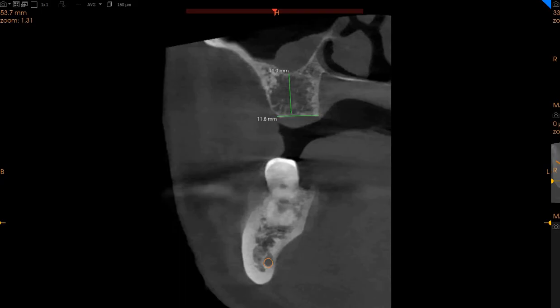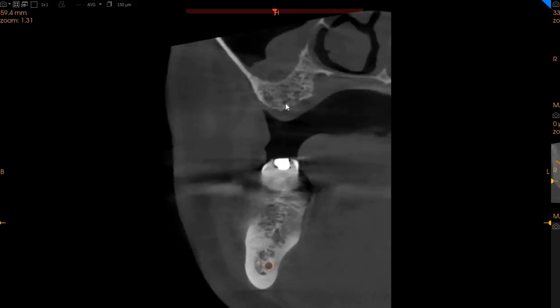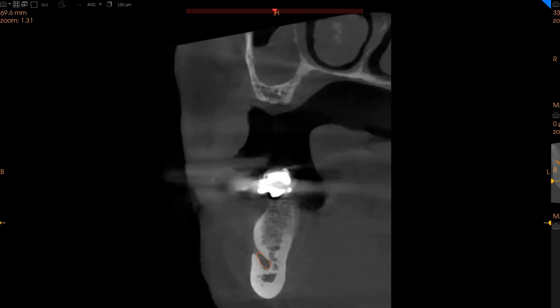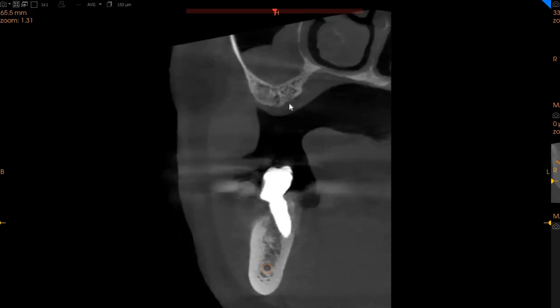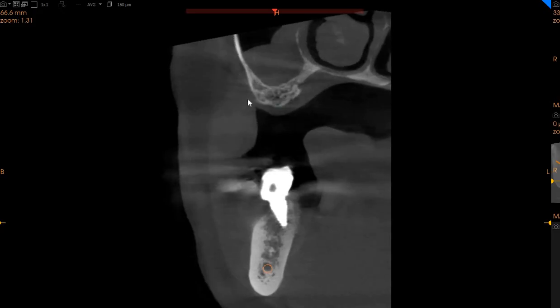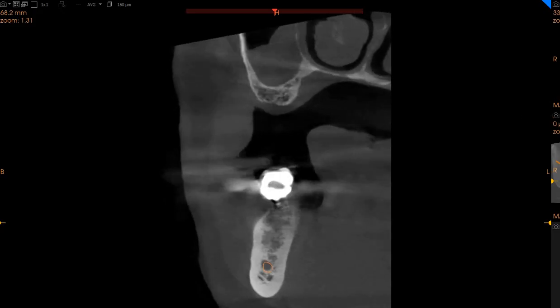Then moving to the first molar region, we've got again D3 quality bone, 8 millimeters of width with 7 millimeters of height. In the region of the second premolar, we've got very limited bone. Sorry, this is the first molar region. My apologies, this is the second premolar region. We've got 9 millimeters of ridge width with 3 millimeters of height.